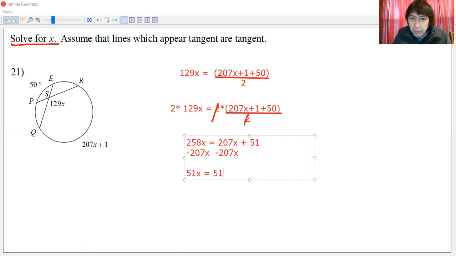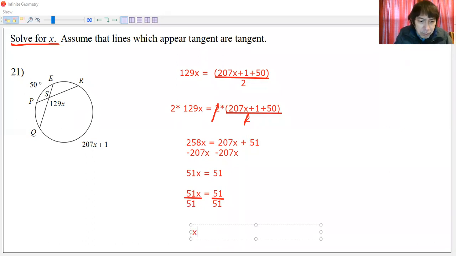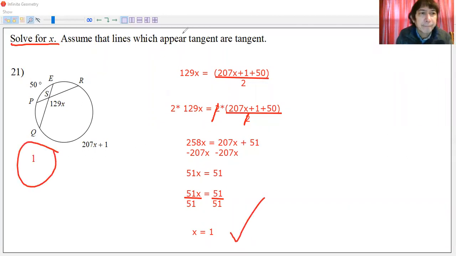And so we will continue by division by 51. So divide both sides by 51. So 51x is equal to 51. We divide by 51. For a clearer solution, our x is 1. X is equal to 1. That's it. And let's check and verify from the diagram. You can see the answer below it. So this is correct. 22 now.